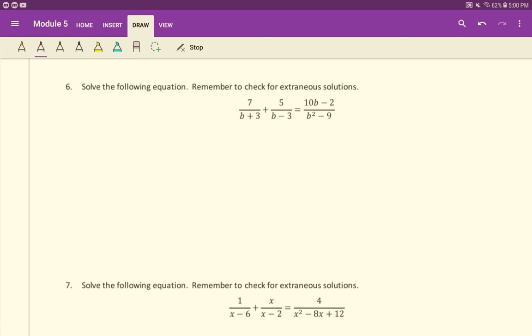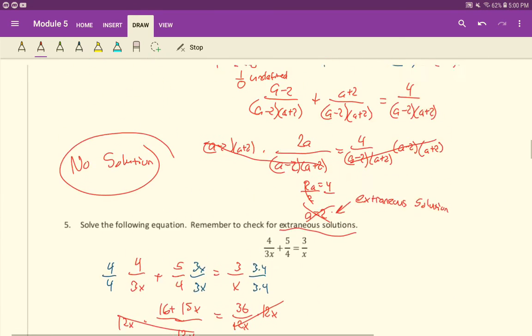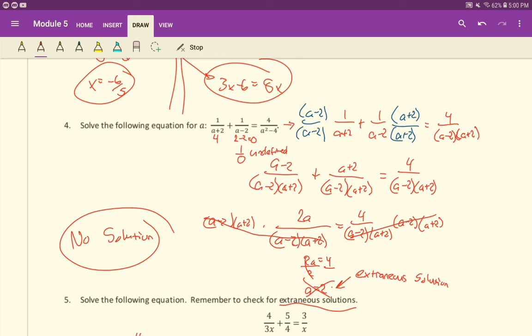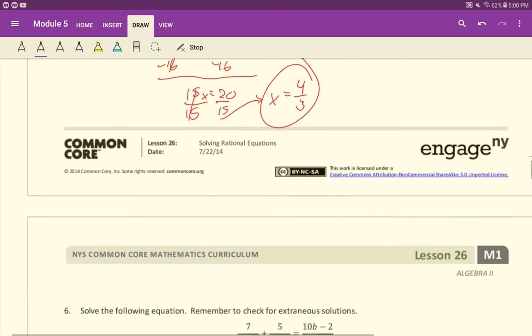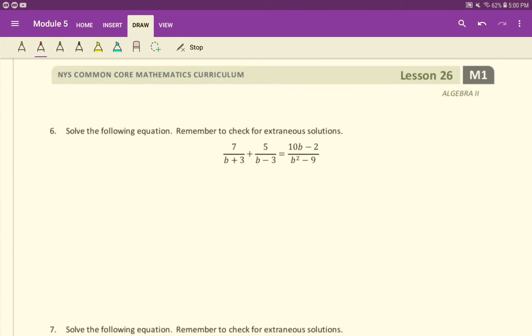So number 6 is actually very similar to how we did number 4. So if you want to go ahead and try number 6, take a look at number 4 and try number 6. Okay, you can pause the video and do it, but we'll jump right in right now.